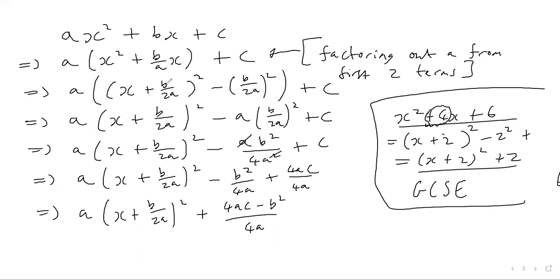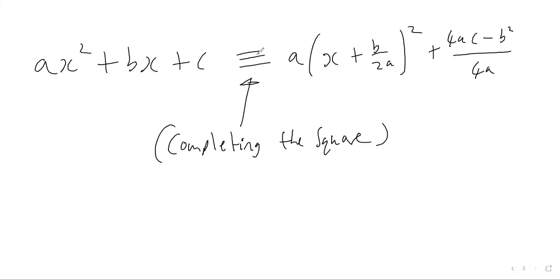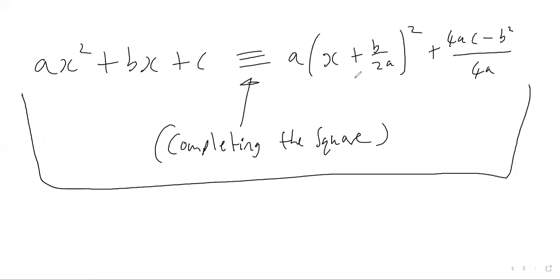Obviously, half of b over a is just the same as b over 2a, because b over 2a plus b over 2a is just b over a. So yeah, we square that, we subtract this number squared, and then we obviously add the c at the end. So it's just a case of simplifying all that, and we do get this result here. So that's just an example to illustrate how we complete the square, and what the technique is all about.